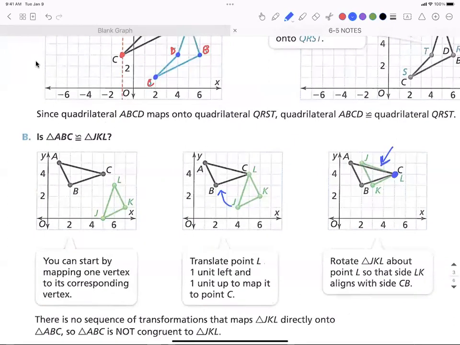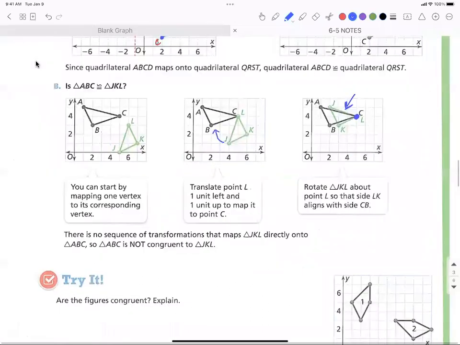So are these 2 shapes congruent? No, they're not the same size. The black one is bigger than the green one. So they're not going to be congruent. And we proved it because we tried the sequence of transformations and it failed. If it fails the test, then they're not congruent. Okay, that's pretty much it.